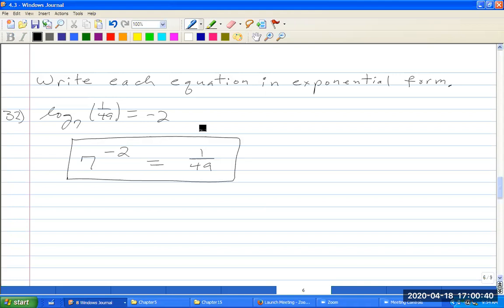And so I've written this logarithmic expression as an exponential expression. So I've written this first logarithmic form in exponential form.